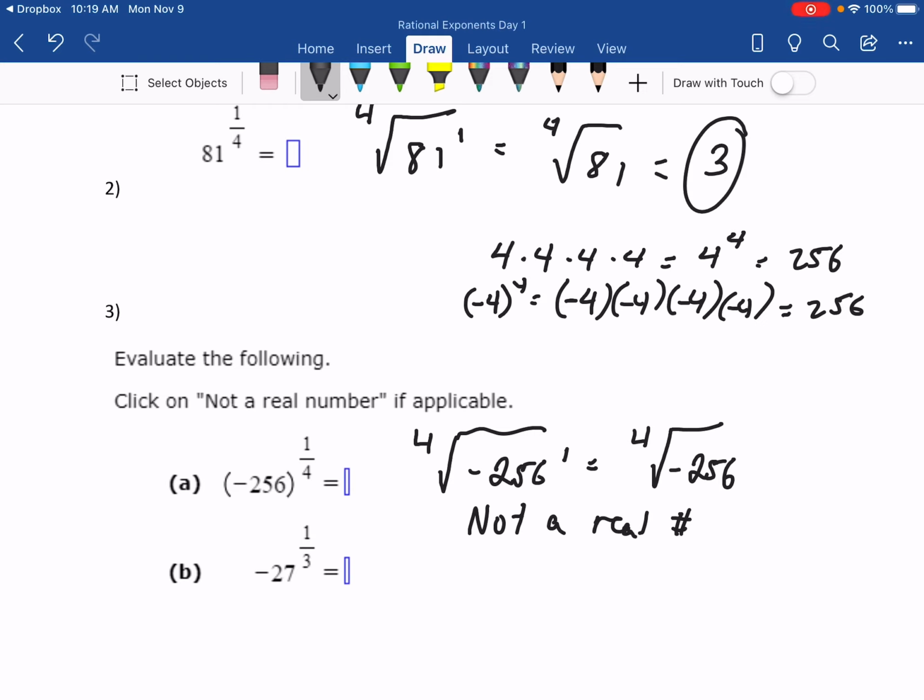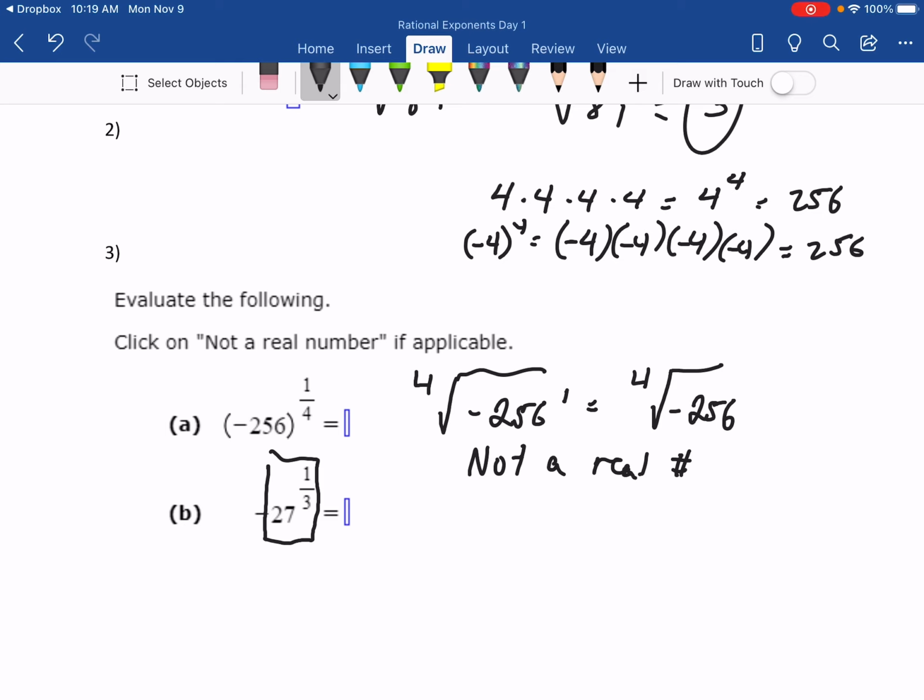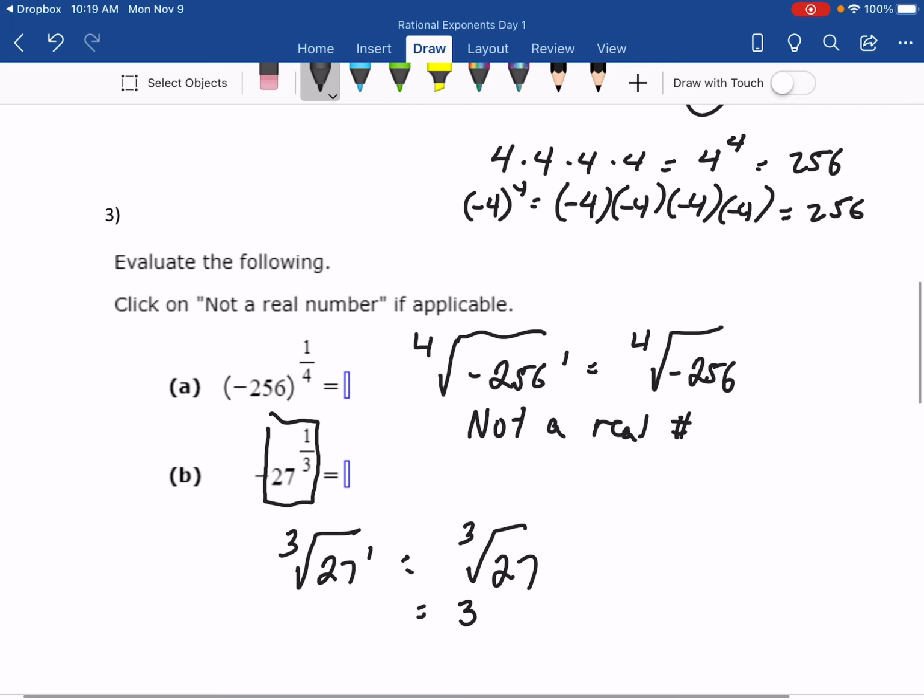Okay. On B, be careful, because the negative's not in parentheses, so it's negative of all this stuff. So do 27 to the 1/3 power. The negative in front means just flip the sign. So 27 to the 1/3 power is the cube root of 27 to the first, which is the cube root of 27, which is 3. Okay? But since we have a negative in front, the answer is going to be negative 3.